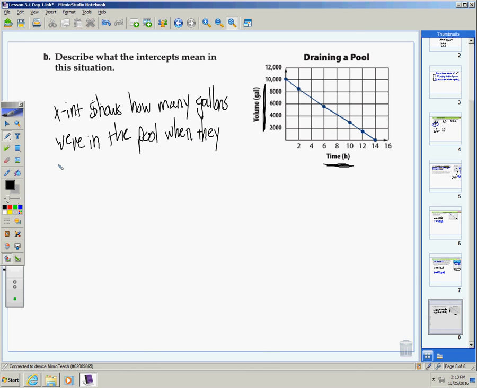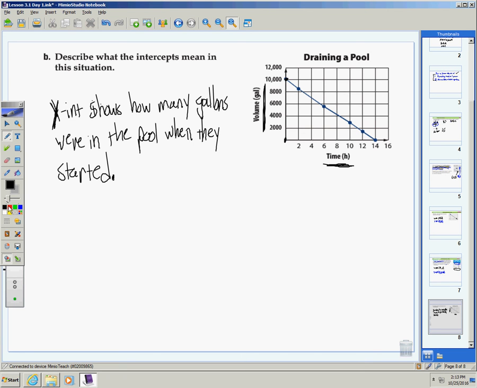Because if you think about it, when x is 0, time is 0 hours, there were a little more than 10,000 gallons in the pool. So it shows how many gallons were in the pool when they started. They started with a little over 10,000. And sorry, this is my y-intercept. I misspoke earlier. My y-intercept shows me how many gallons were in the pool when it started, because x was 0, y was 10,080.